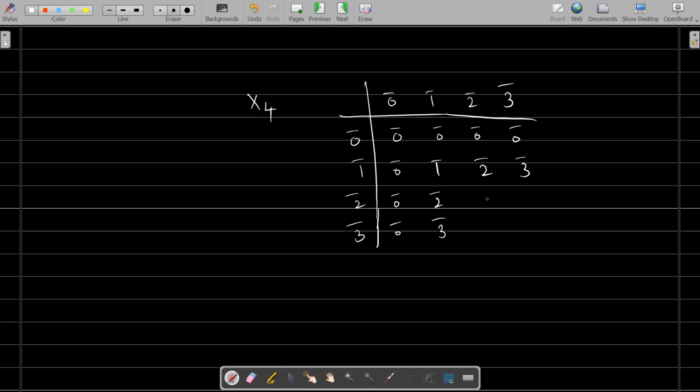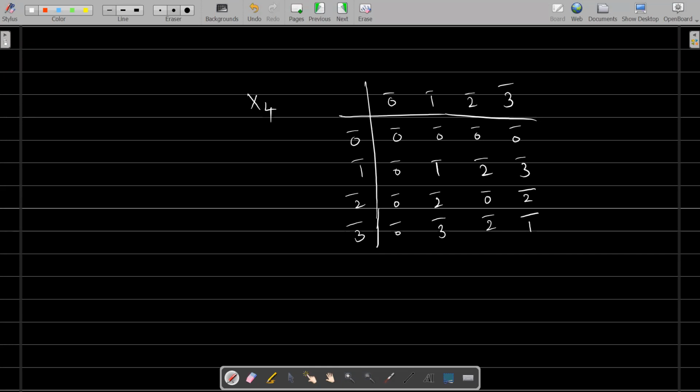2 bar into 2 bar is 0 bar. 2 bar into 3 bar is 6 bar, that is 2 bar. This is again 2 bar. 3 bar into 3 bar is 9, and 9 is 1 modulo 4. So I'm looking at remainders modulo 4, right?